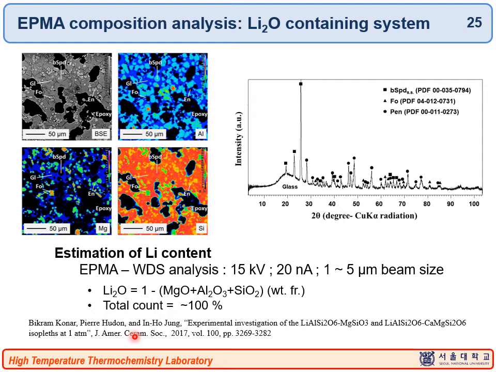And also, when you go to other alkali oxides or fluorides, during the beam analysis some of these elements can evaporate or migrate. So you have to find a good beam analysis condition.